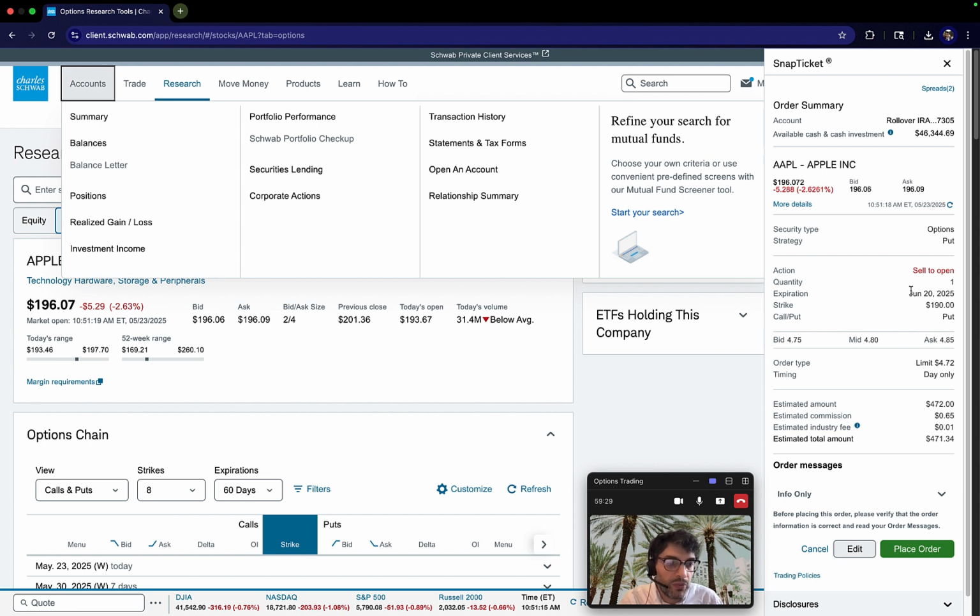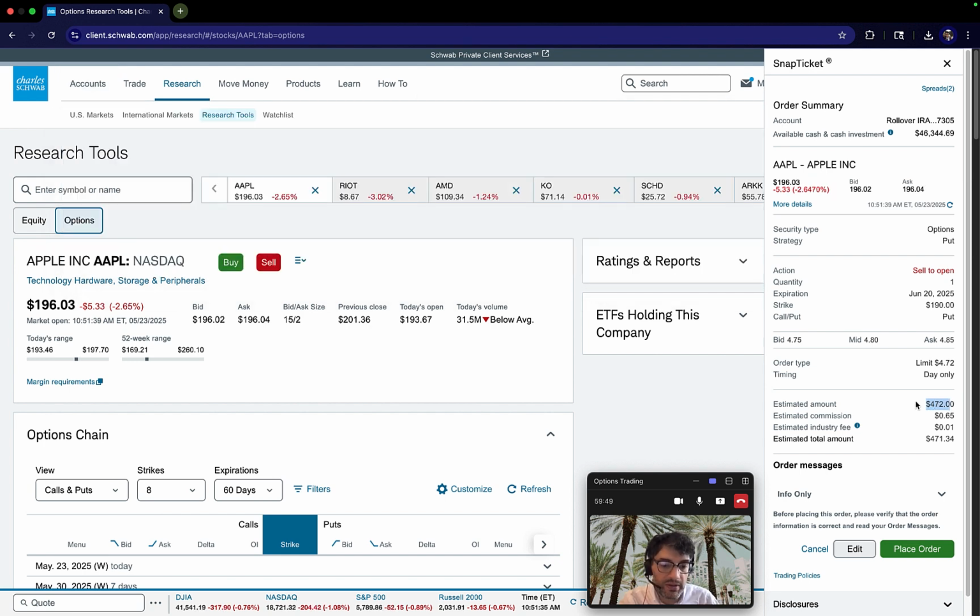So we've covered what we're selling. So the bid is again 475. The ask is 485, and we're somewhere in the middle. Actually, now it's gone up in price a little bit. The estimated amount is 472. That's how much money we're getting. This is the premium. Okay, this is money that's going to go into your account, and nobody can take it. Okay, this is yours. Estimated commission, for me, it happens to be 65 cents. There's some kind of fee here, so total amount is 471.